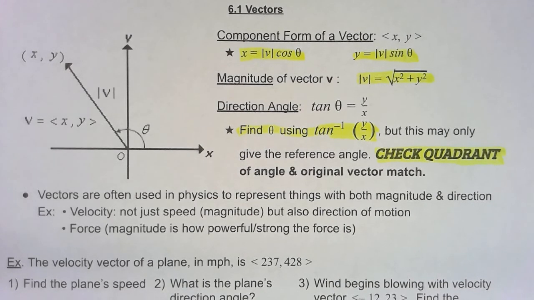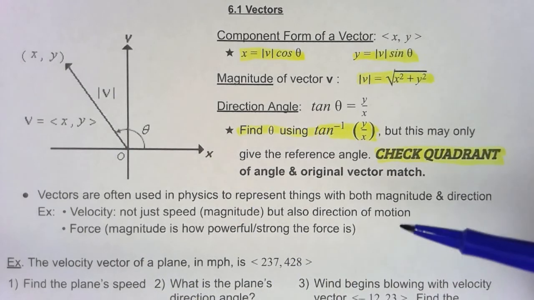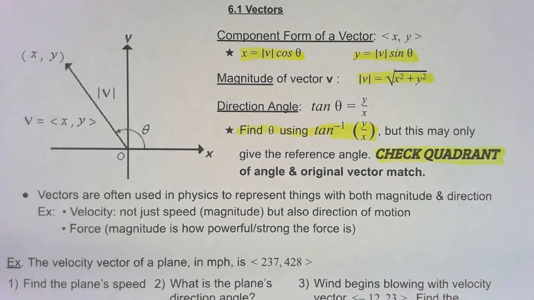Chapter 6 is all about just kind of different ways to represent things. Today we're going to be looking at vectors. So I'll start with this note down here about what the point of vectors is. So vectors, we often use them in physics to represent things that have a magnitude and a direction.